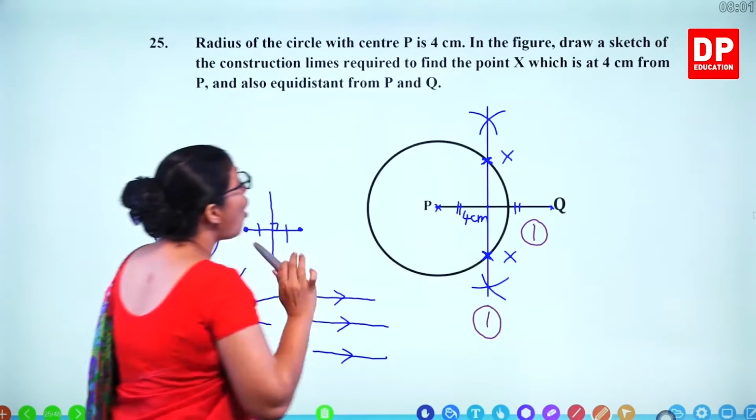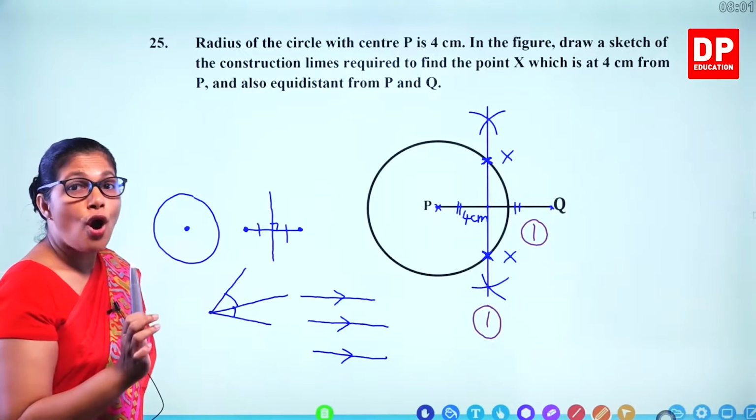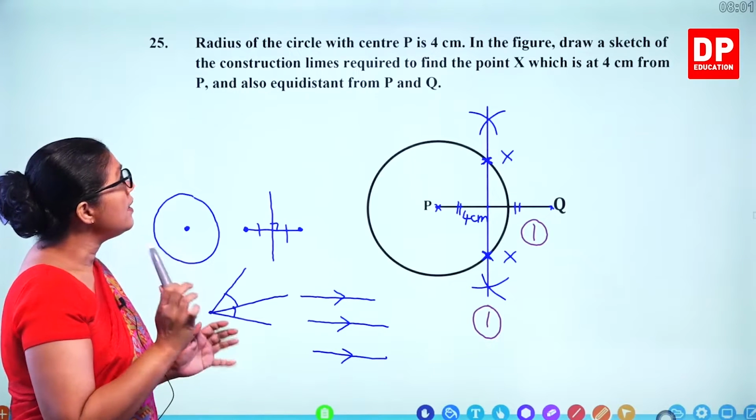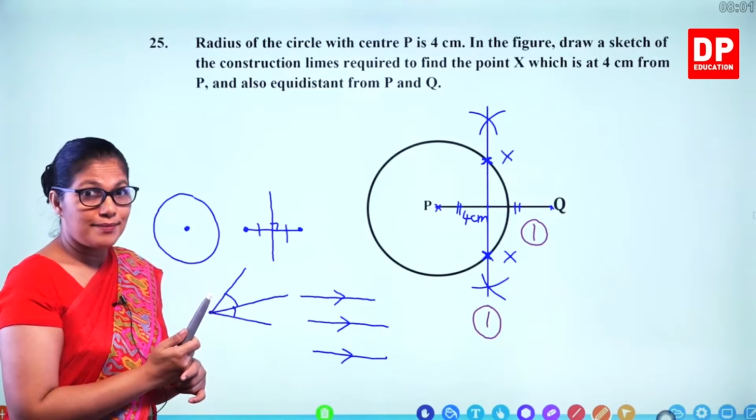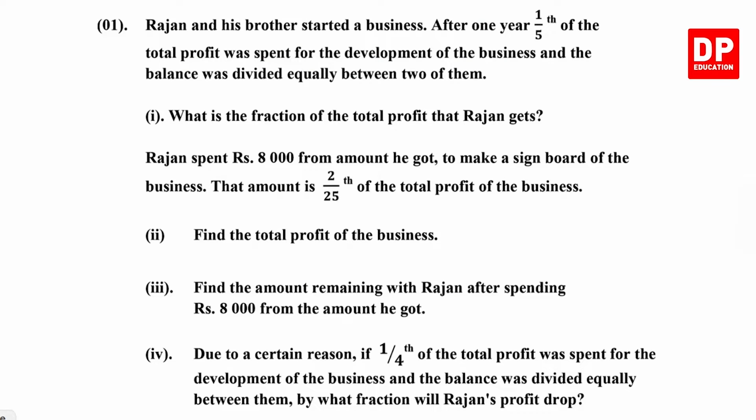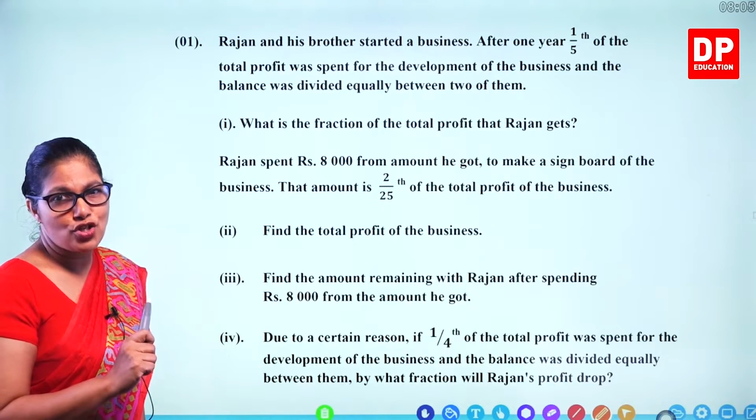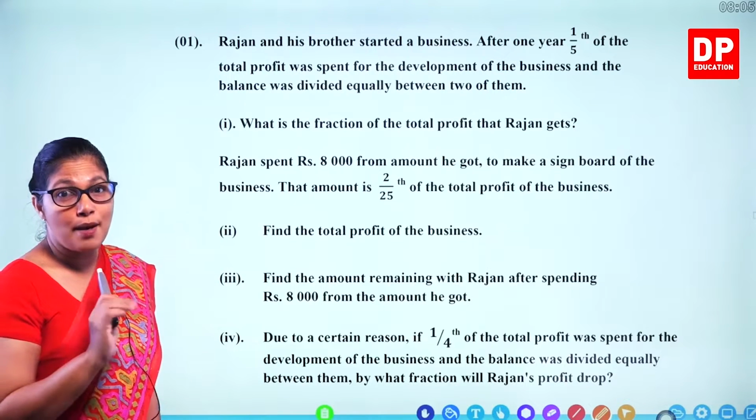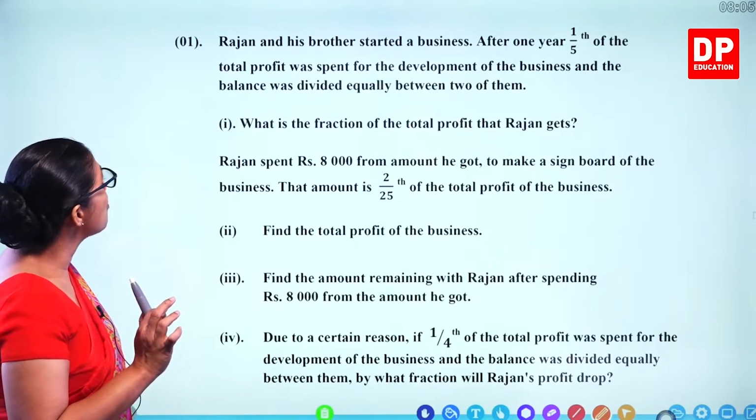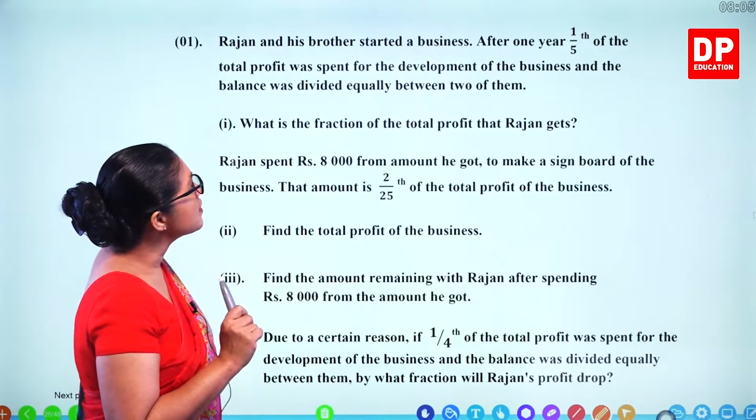So we did all 25 short questions. Now we'll look at part B. Let's do part B. You get 5 questions and you have to answer all 5 questions. Each question gets 10 marks. So let's do the first one. You get 4 parts for that.